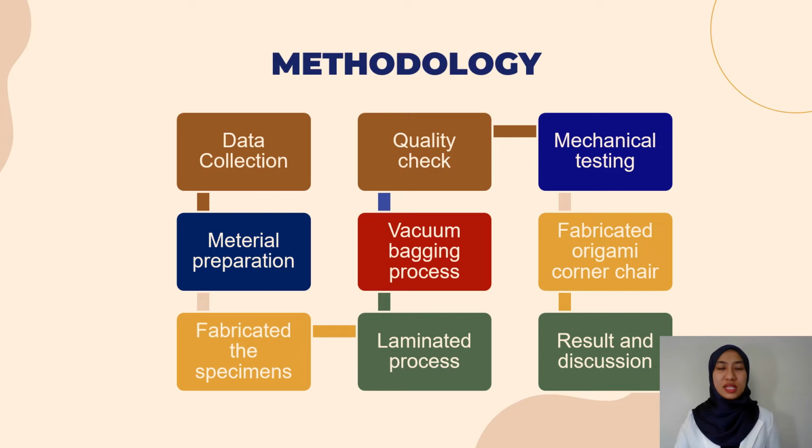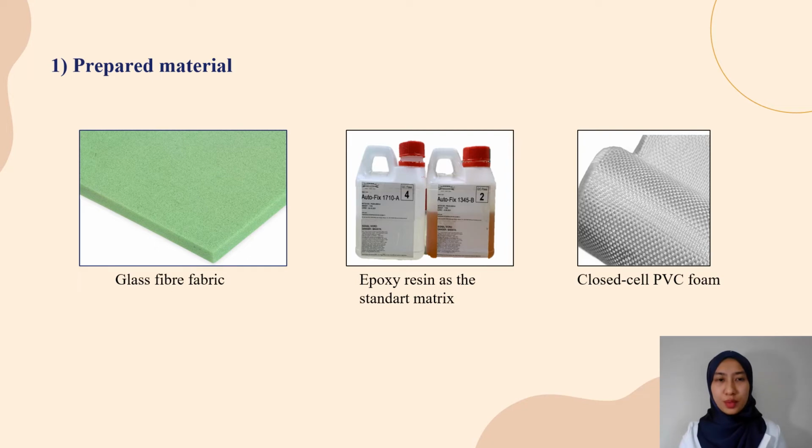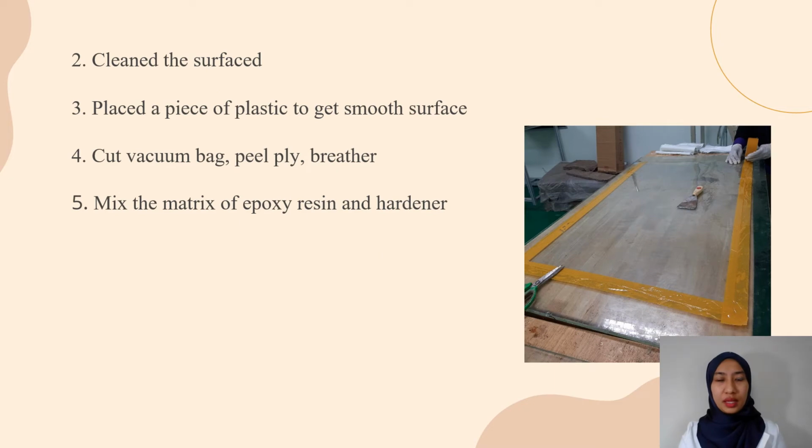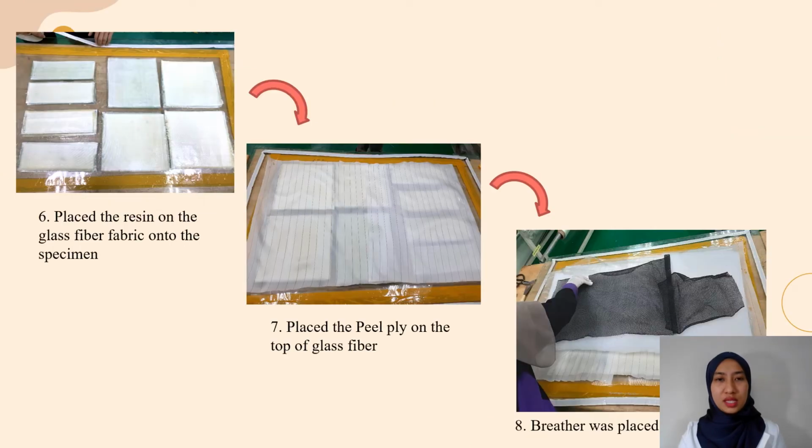The next step is mechanical testing. From the results achieved, the best properties of the specimen were used to fabricate the origami corner chair. The last step was to evaluate the data and discuss. For the first process, prepare material. Then the second process is fabricate sandwich composite specimen. And this is the procedure.